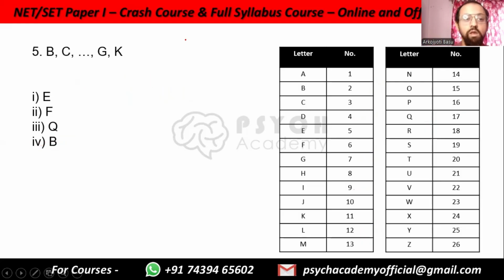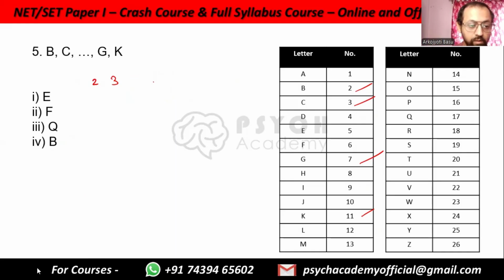Very easy. B, C, gap, G, K. B is 2, C is 3. Gap, I don't know. G is 7, K is 11. So we have 2, then 3, then gap, then 7.